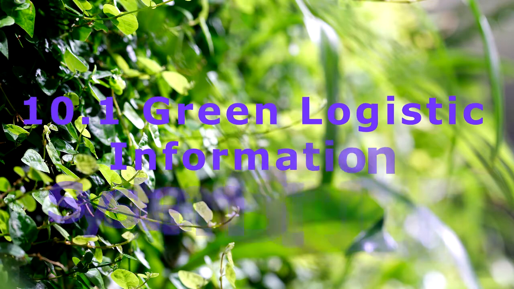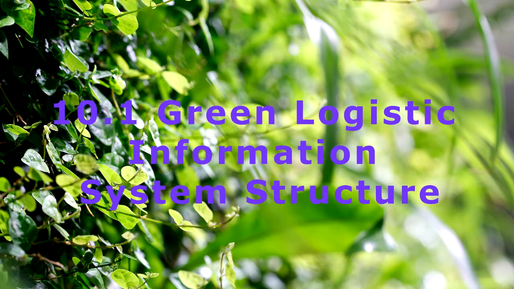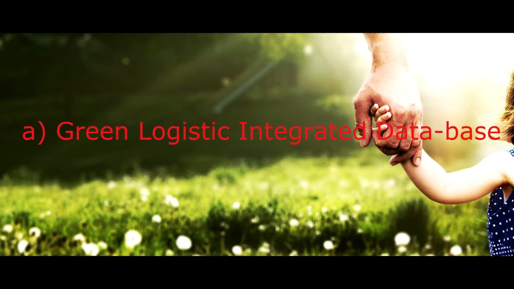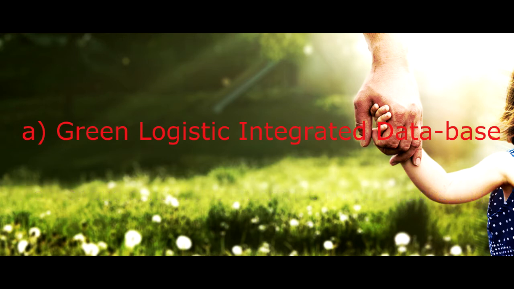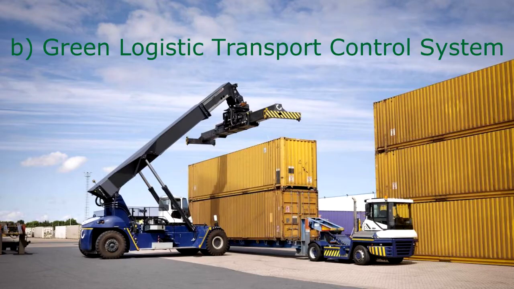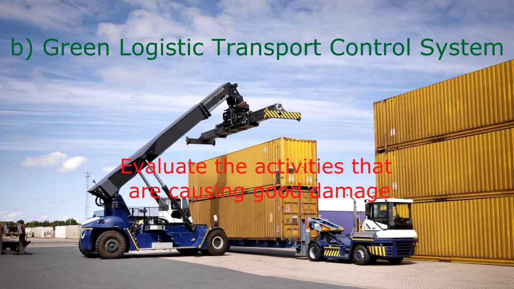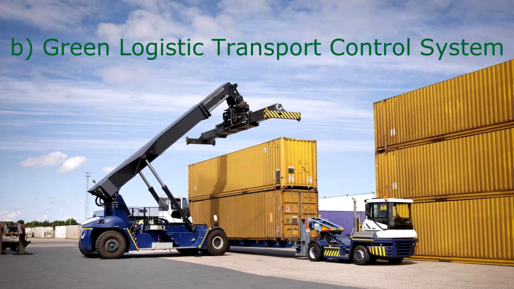Green Logistic Information System Structure. Green Logistics Integrated Database, which is to monitor and control the enterprise product packaging, other green system evaluation indicators. Green Logistics Transport Control System, which is to evaluate the activities that are causing goods damage during the transport and also consider the environmental pollution.